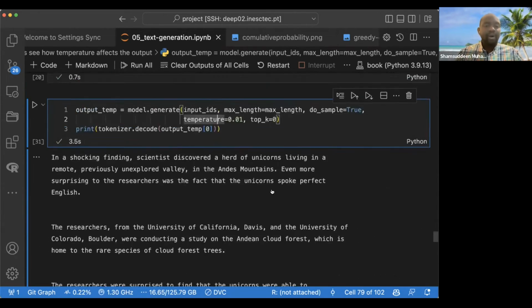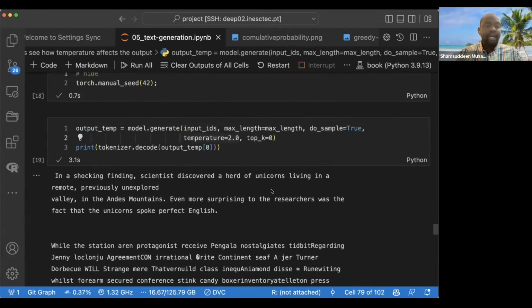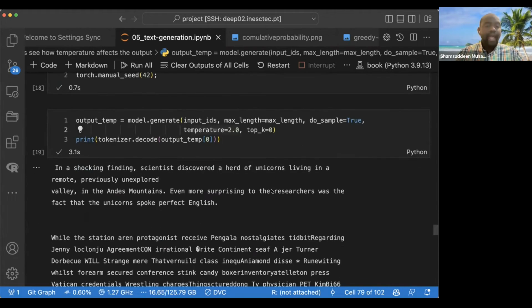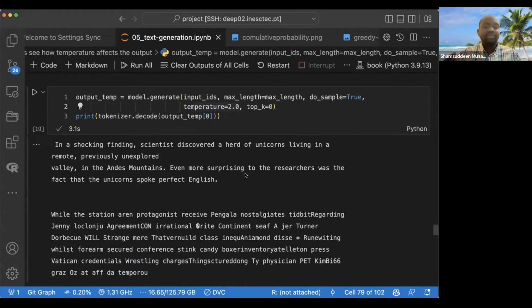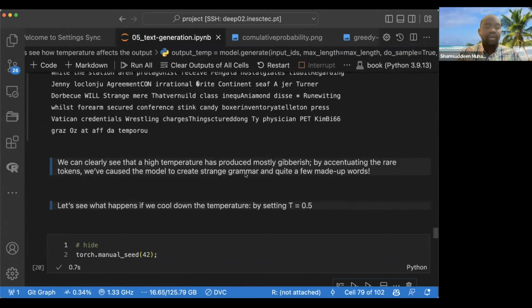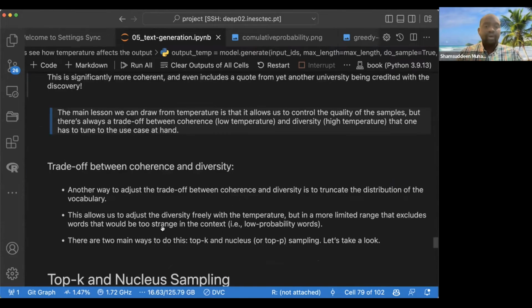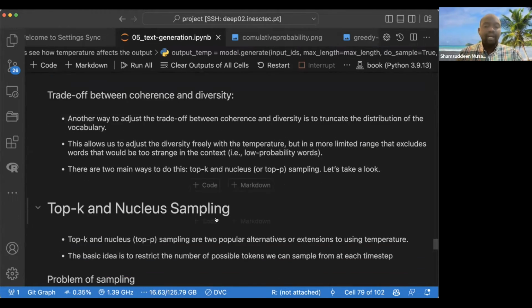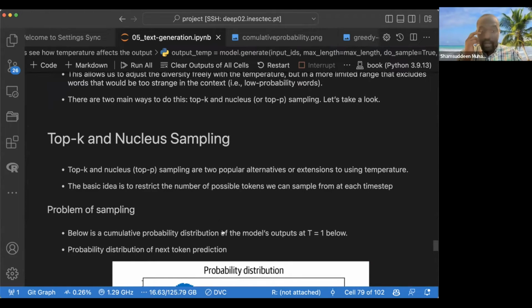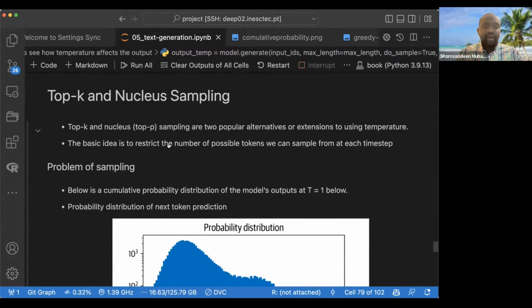To sum up, this sampling method works well. Using low temperature allows us to have a very coherent system, but using high temperature allows us to achieve more diversity, which is not coherent. But how can we achieve this trade-off to have a coherent and also diverse output? They said we can use what is called top K and nucleus sampling. So what is top K?